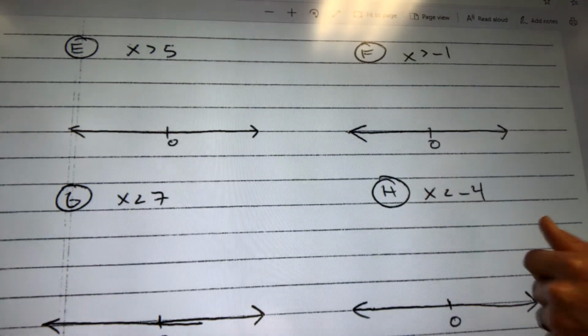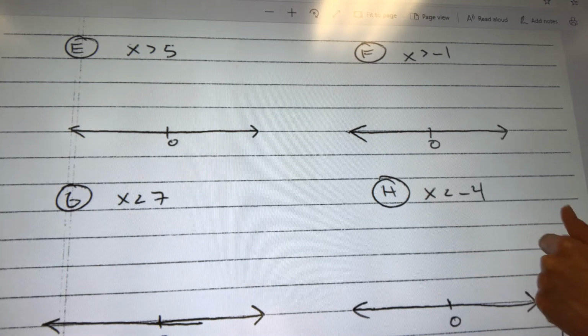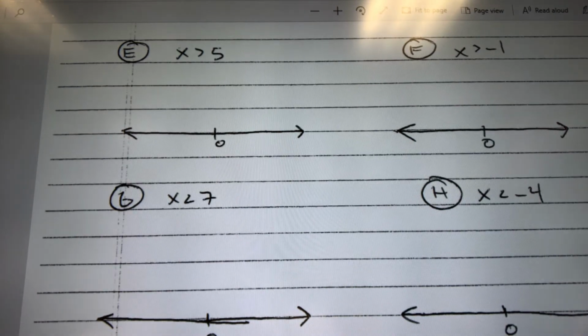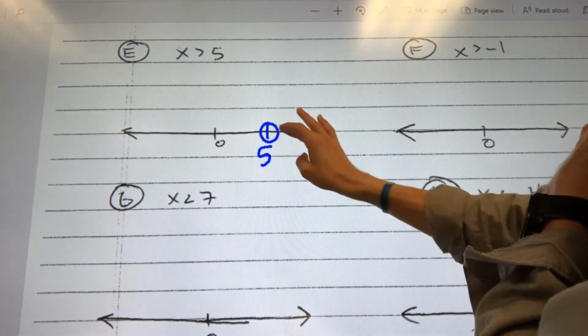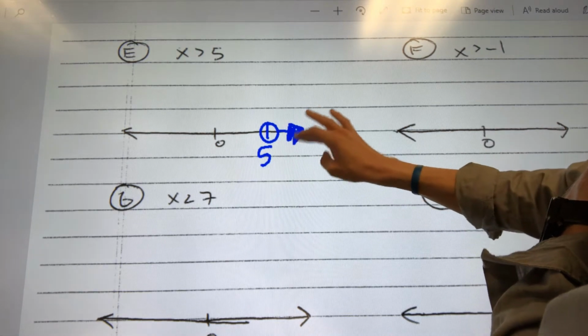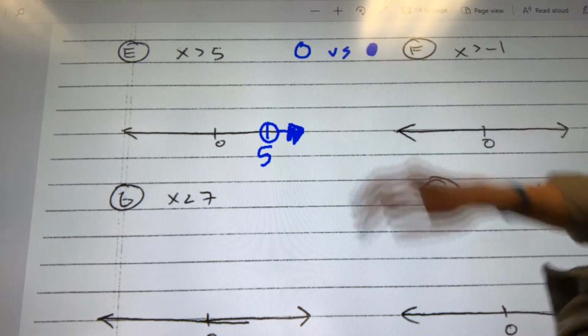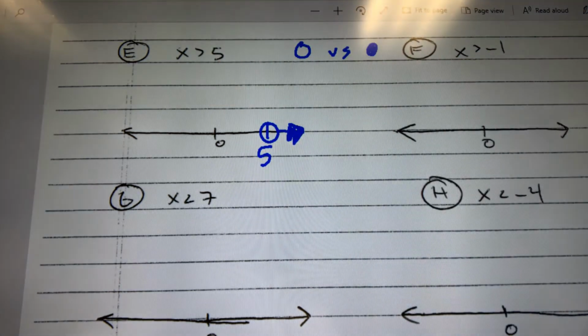So on E, there's E. X is greater than 5. There's a 5, open circle because there's no equality. Again, you have open versus closed circle. Closed circle for equality. Open circle if there's no equality. So open circle there. X is greater than 5.